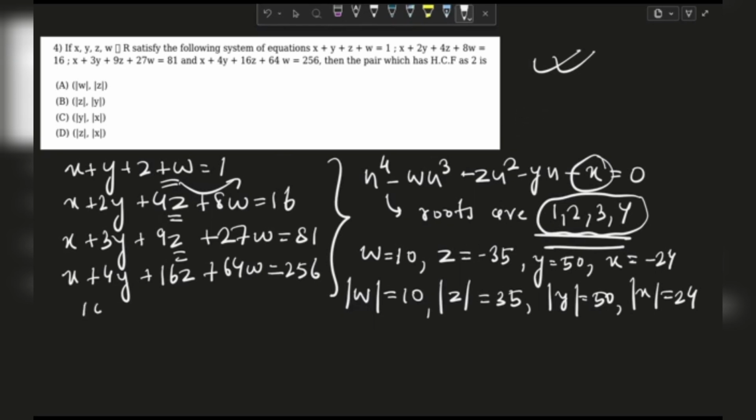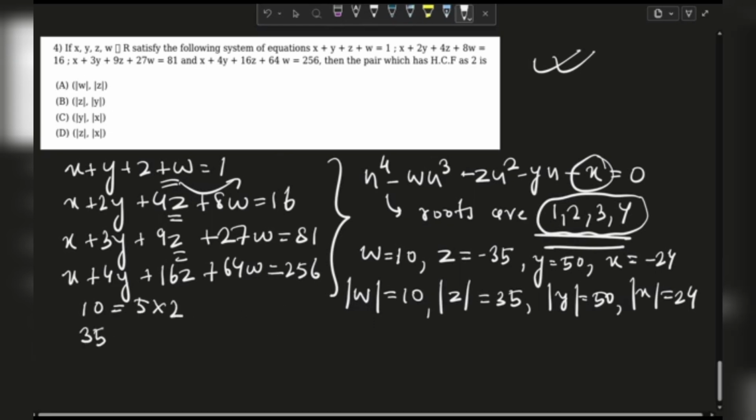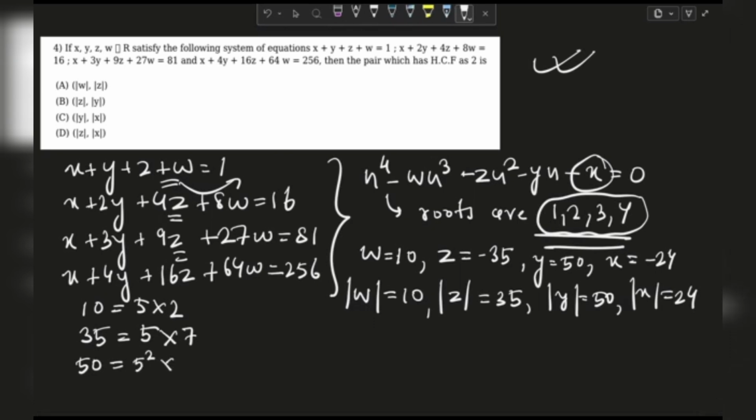So let's factorize all these out. This is 5 into 2, some kid stuff that we have to do right now. Anyways, everything is important. So 35 is 5 into 7. 50 is your, I guess, 25 into 2. So 5 square into 2. After that we have 24, which is, I guess, 3 into 8. So 3 into 2 cube. So let's check on the options directly. First is your W and Z. So 10 and 35, will have HCF as 5. So option A is gone.